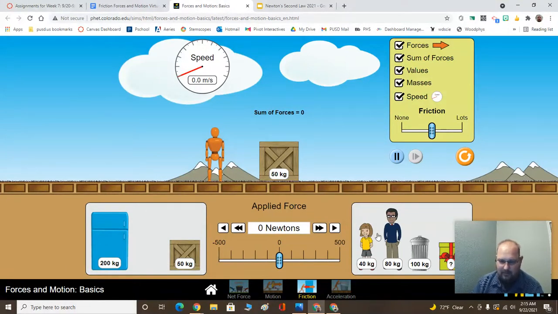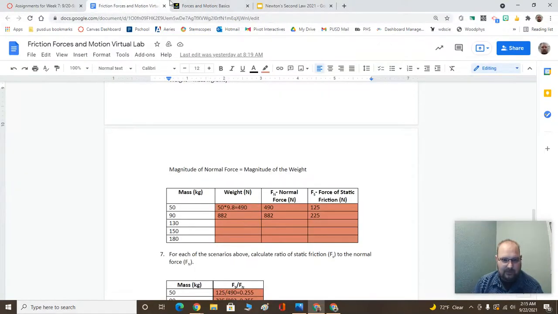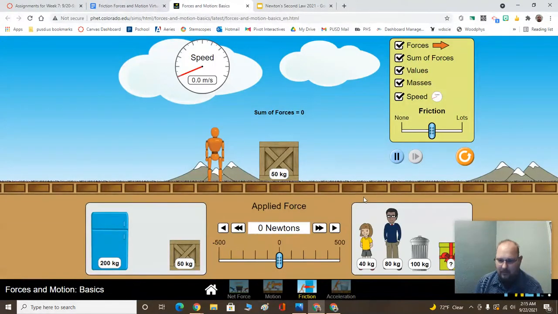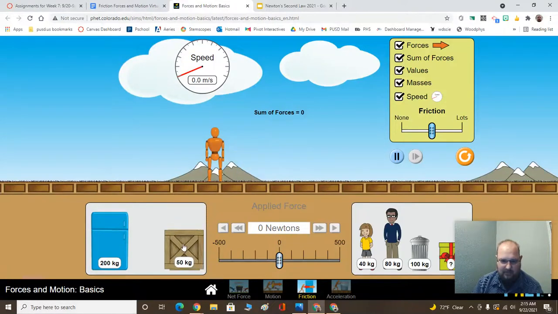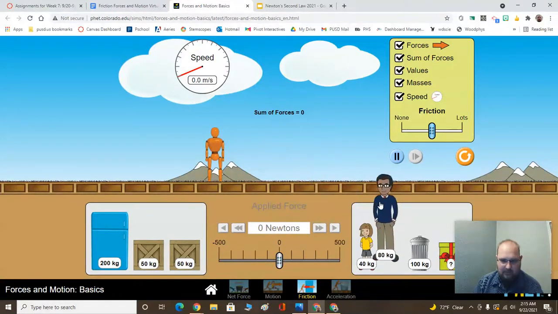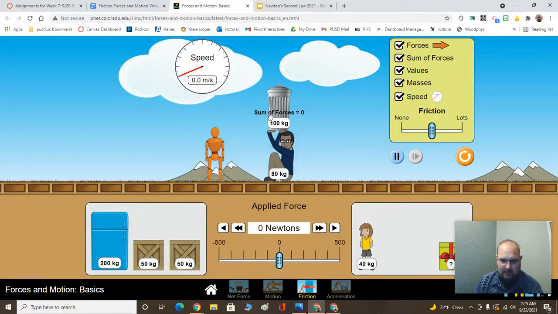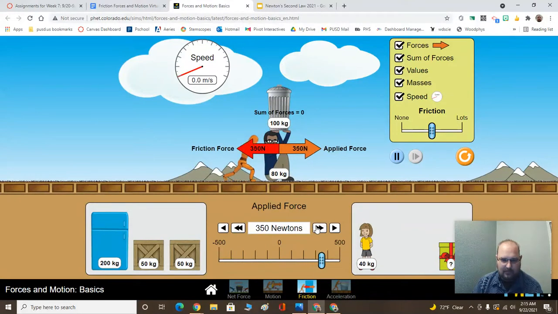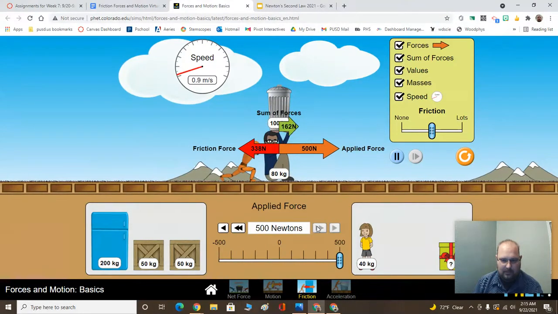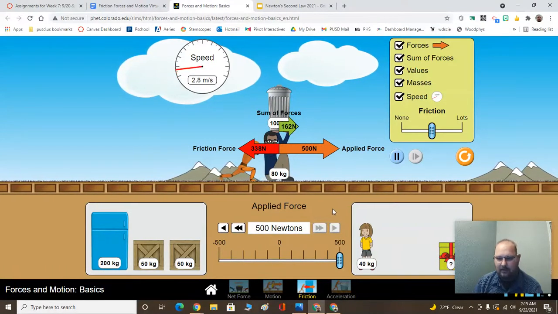We have 90, 130, 150, and if we are looking to get 180, we can actually take the box over here if we want and just put guy and the trash can if we want to do that, and apply all of our massive force. All right, so you get the idea there.